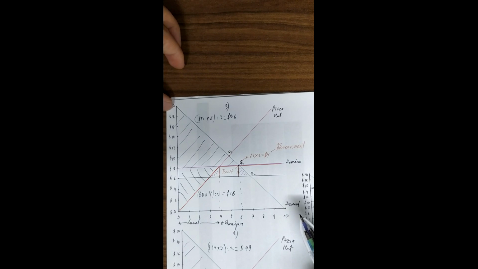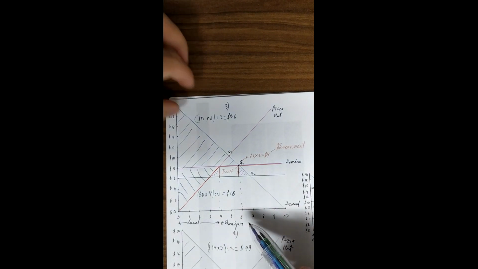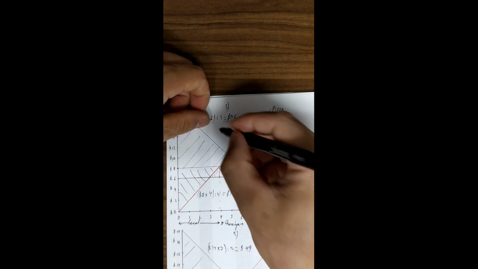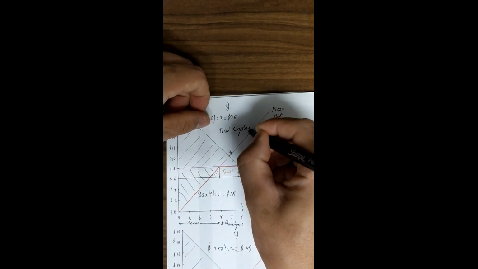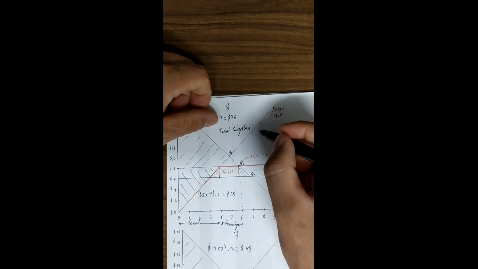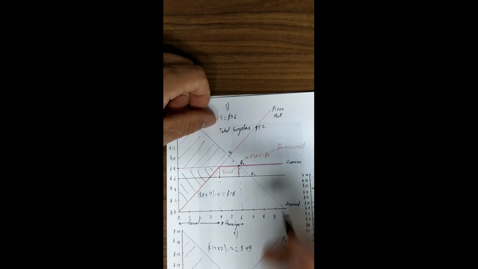Yeah, so in this case our total surplus is 36 plus 16. It's $50.